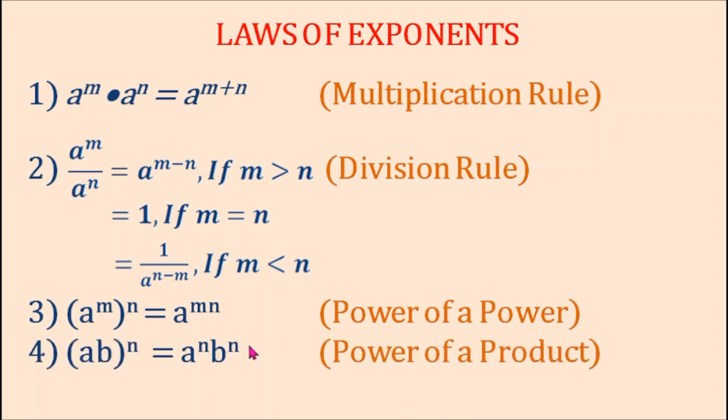Number four, it's power of a product. That's the quantity a times b to the power of n equals a to the power of n times b to the power of n. This means that this exponent n will be the exponent of the two factors a and b.